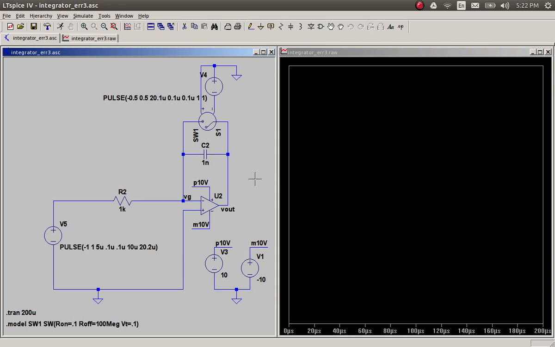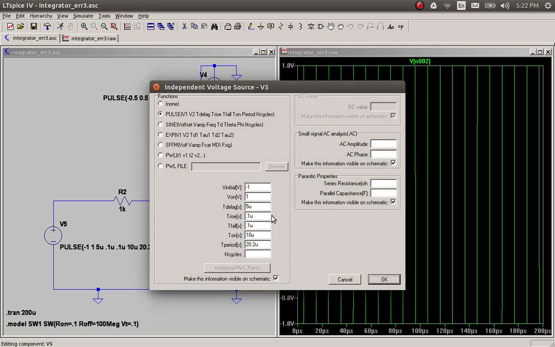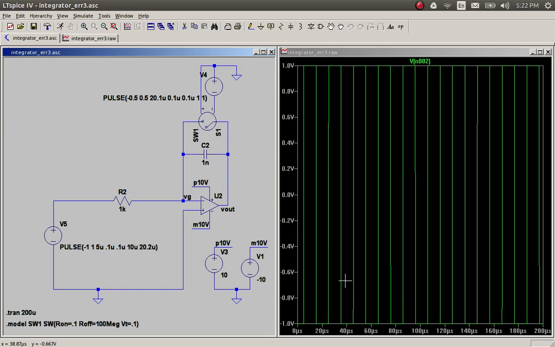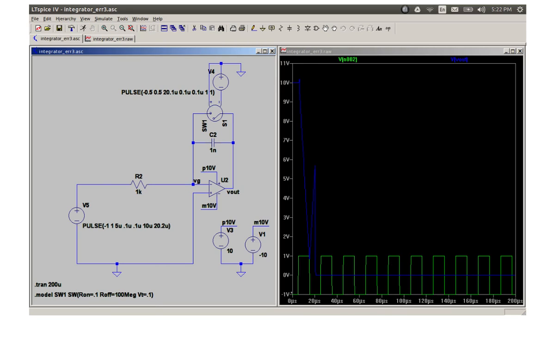Okay, so in this schematic, you can pause these videos and figure out what's wrong on your own. So the input looks fine. Input is going from -1 volt to +1 volt. It has an initial delay of 5 microseconds. It's okay. And it's switching back and forth. That looks fine. Let's look at the output. Okay, now that looks really strange. Okay, so what has happened here?